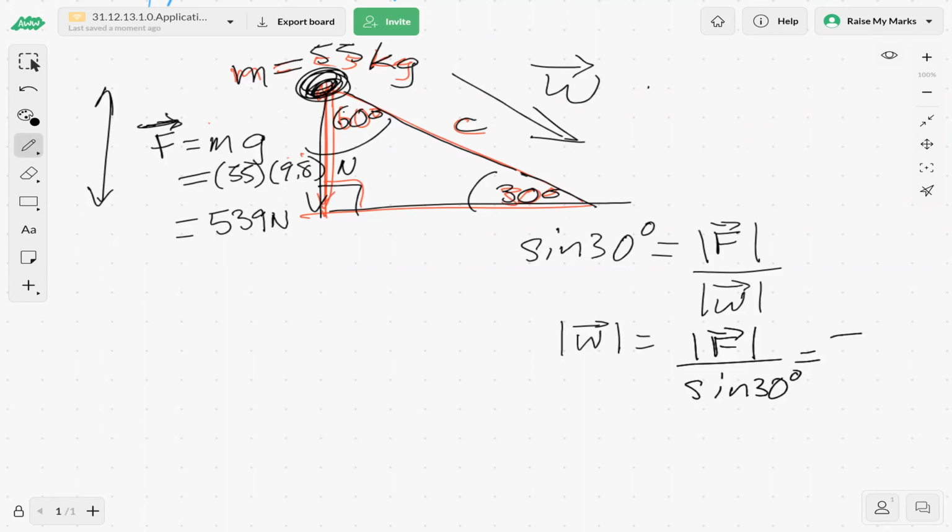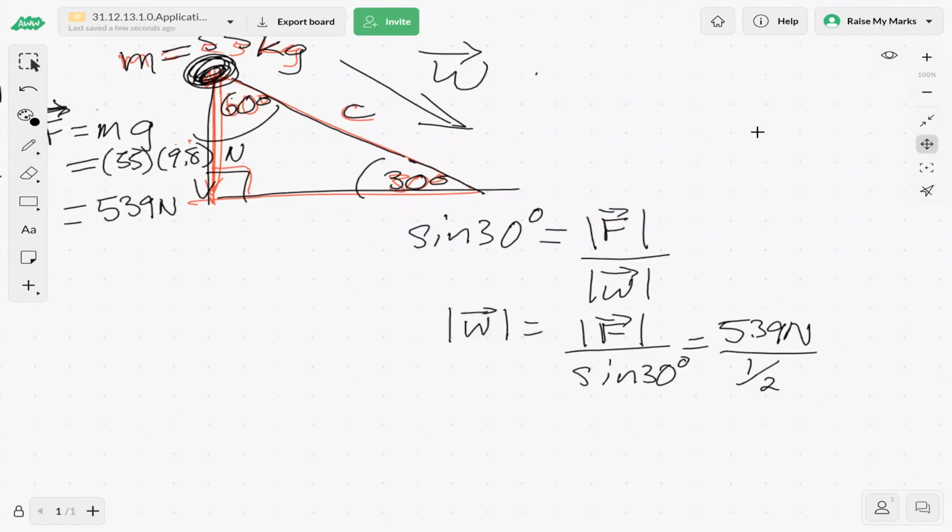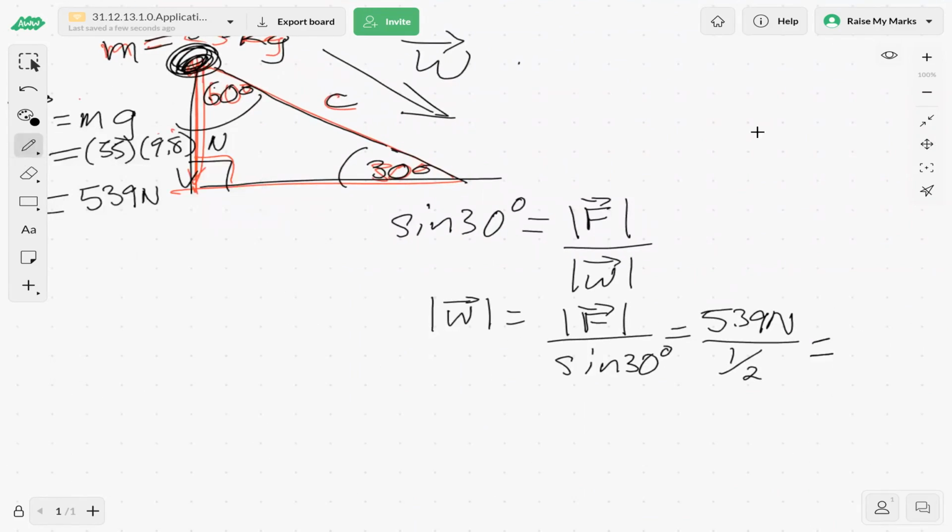The magnitude of the force due to gravity is 539 newtons. Sine of 30 is 1/2. So this actually equals 1,078 newtons. That's the magnitude of our force.